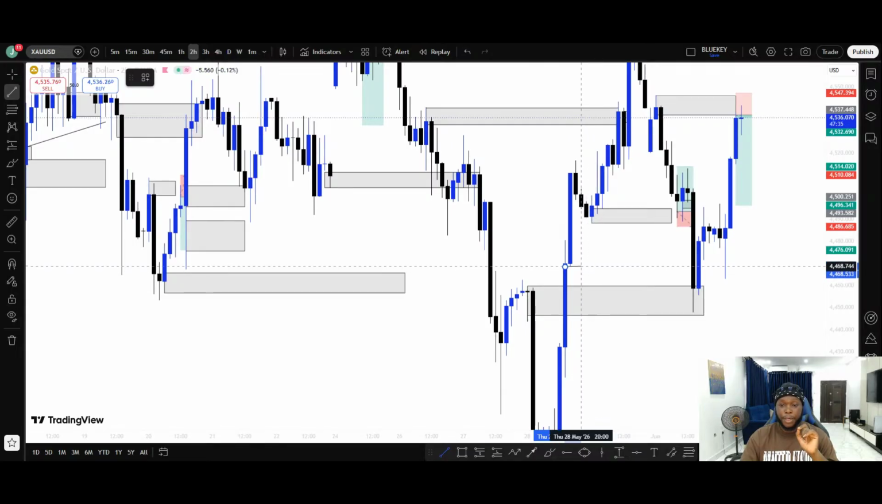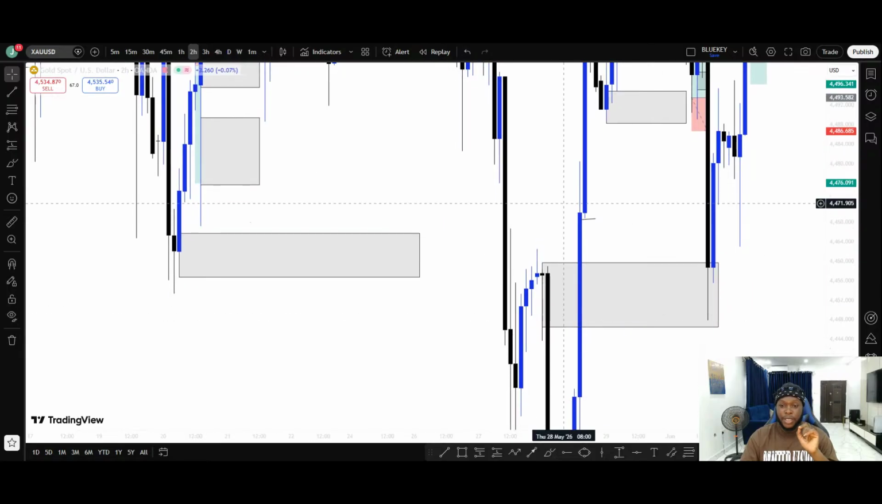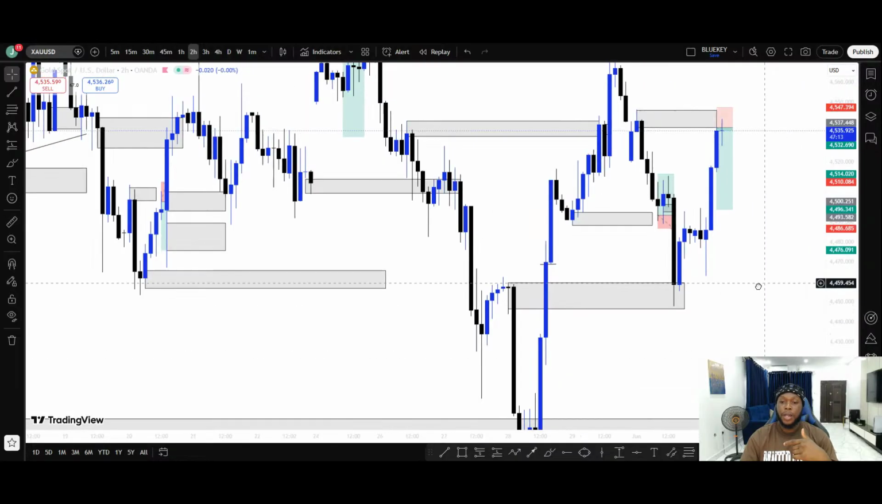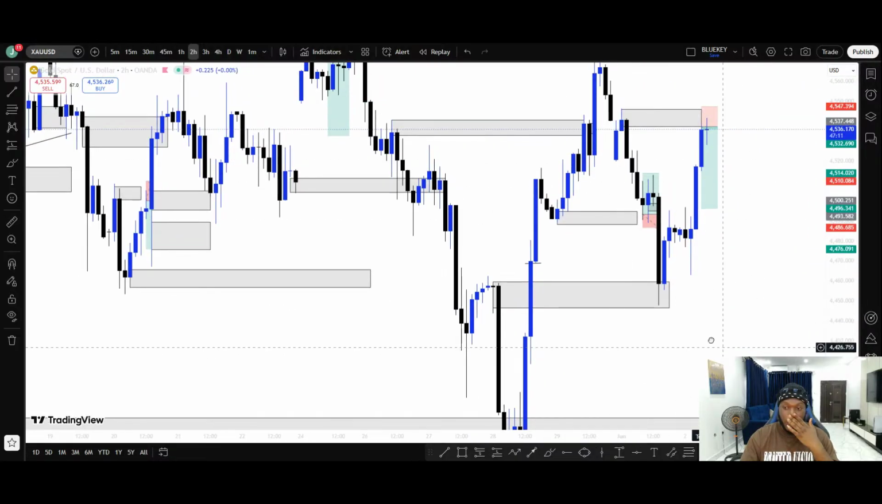How do we come about this inducement liquidity? After the break of structure to the upside, the first pullback is this particular candle. Let me show you clearly, right? So this is the wick that pulled back. Naturally, we're supposed to see this wick pulling back into the structure, but it stopped right here. So this is our inducement liquidity, right? And then from there on, the market moved away.